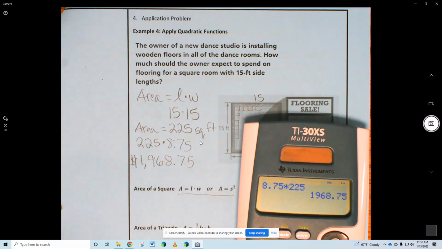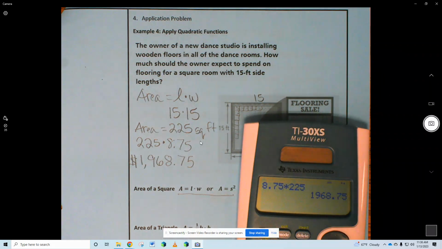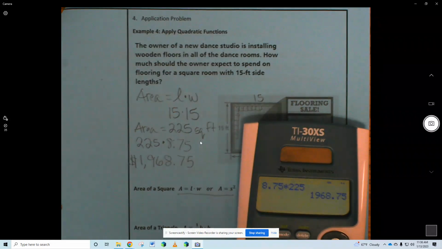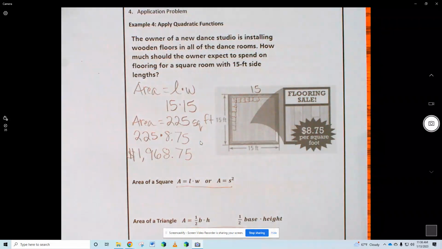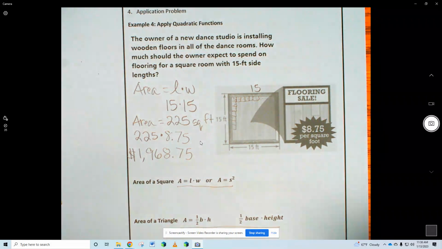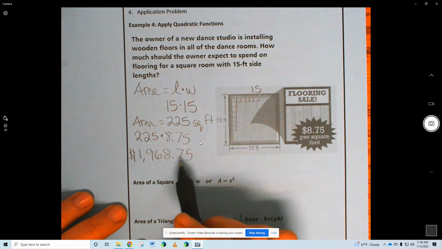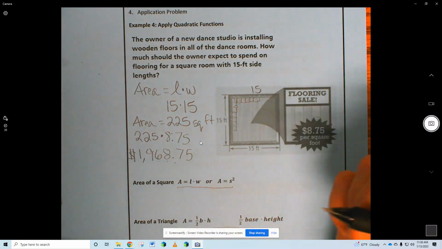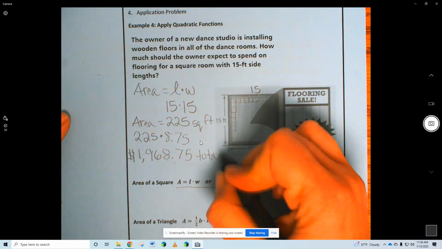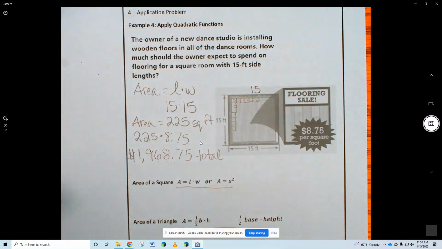That's how much it's going to cost for this dance teacher to put new flooring in. It's a lot of money. And that's installed. The $8.75 means she's paying the installers too. You pay for the wood and then you pay for the labor to get it installed. So $1,968.75. This would be the total price. Okay, that's a lot.